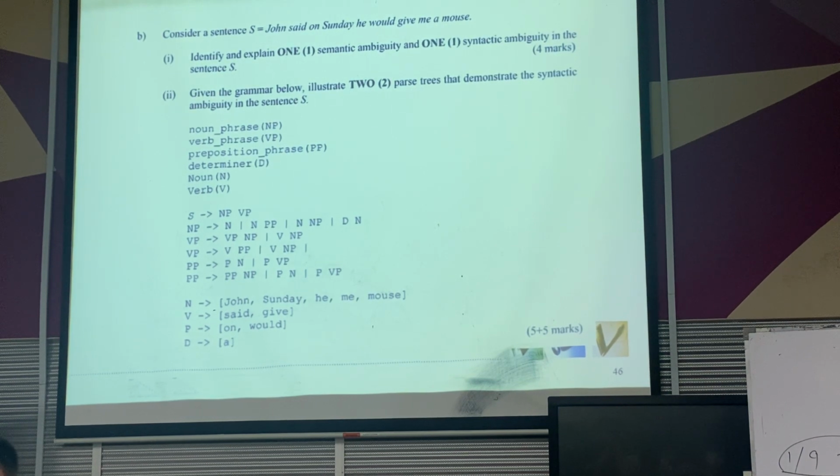Okay, so you score 2 marks, so another 2 marks. Where is the syntactic ambiguity? On Sunday. Okay, very good.